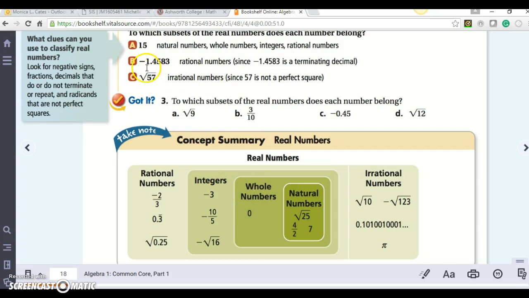Okay? For negative 1.4583, it doesn't have a dot, so that means that it stopped, so it's a rational number. But that's all it can be. It's not natural, it's not whole, and it's not an integer. The square root of 57, because it's not a perfect square, is irrational. So it's over here. It's irrational.